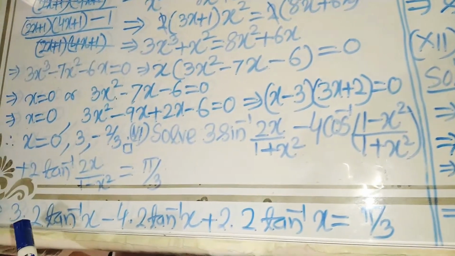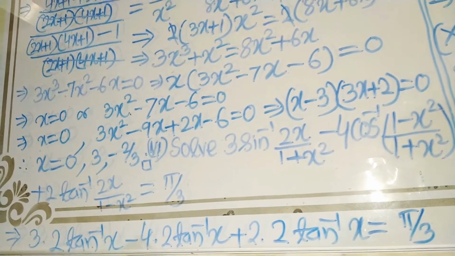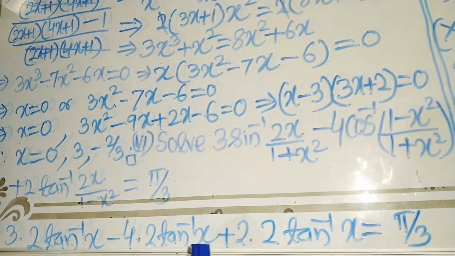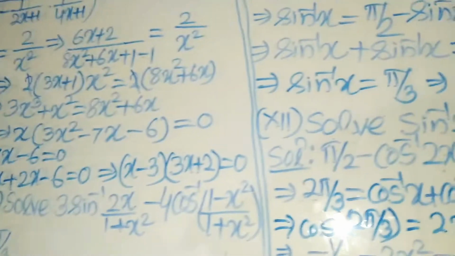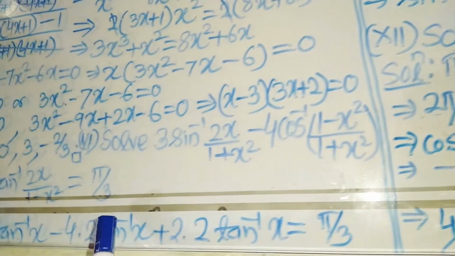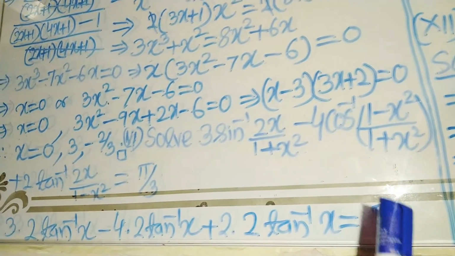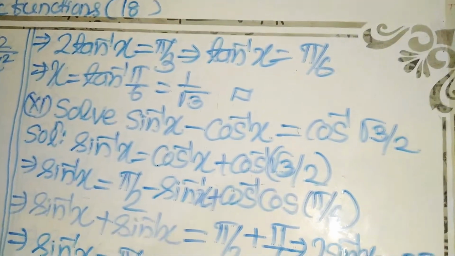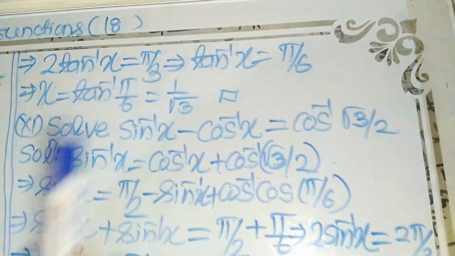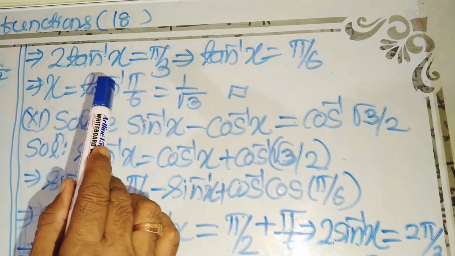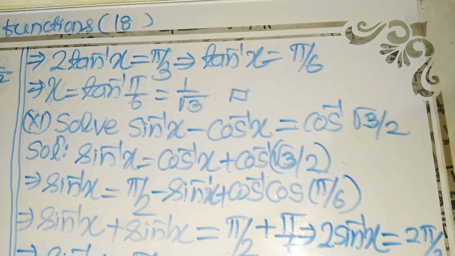So all total this is 6 tan inverse x minus 8 tan inverse x plus 4 tan inverse x is equal to pi by 3. Total 10 tan inverse x minus 8 tan inverse x is equal to pi by 3. Then 2 tan inverse x is equal to pi by 3. That means tan inverse x is equal to pi by 6. Then x is equal to tan pi by 6.